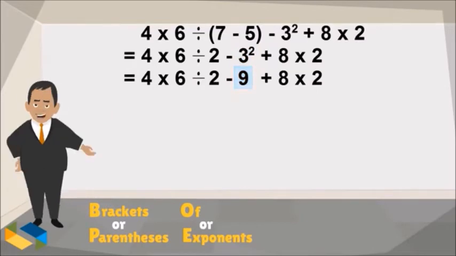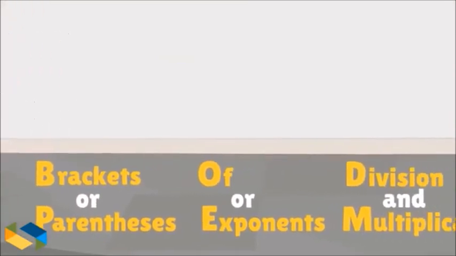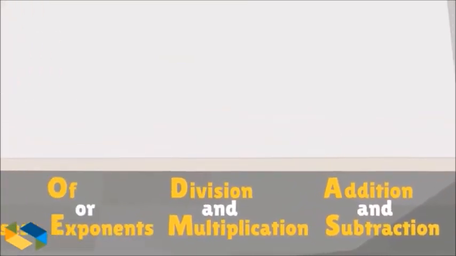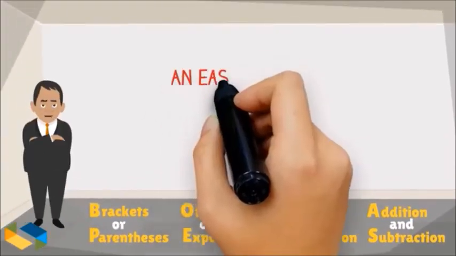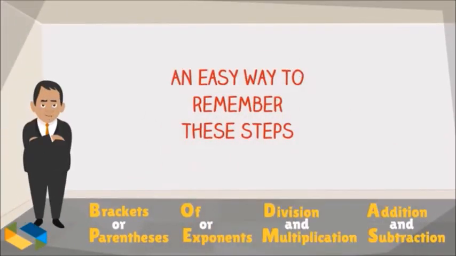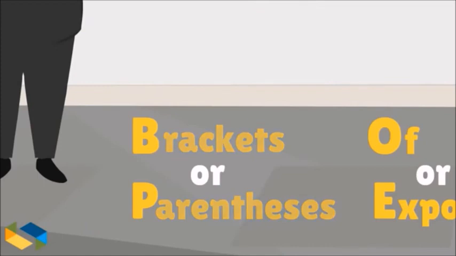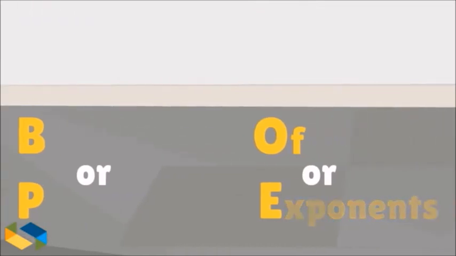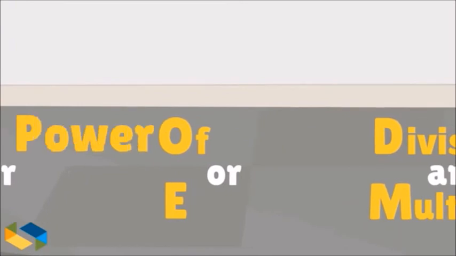If you remember this sequence of steps and just stick to it, you will never fail in getting the right answer. Now to make things easier, we will devise a quick way to recollect this sequence of steps. For the brackets or parentheses, we use B or a P. For exponents, we can use E. We can also use the letter O, as in the of, for depicting the exponents.